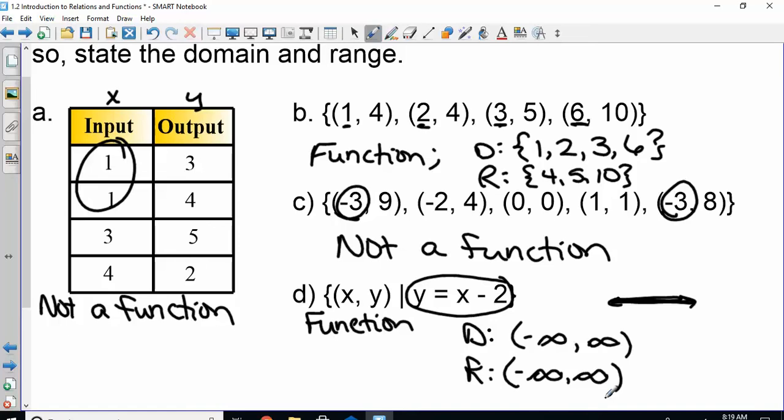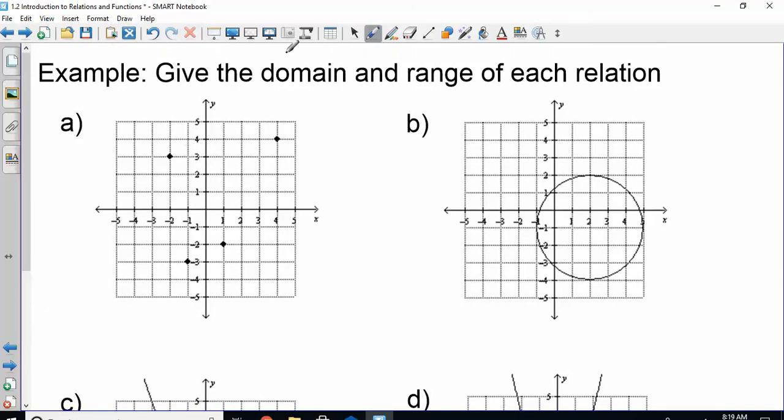I want to practice looking at graphs and giving the domain and range. So I'm going to put some different graphs up here. This one is kind of hard to tell. It's actually just 4 points on this graph. So the domain, those are your x values. You just have to tell me the x value for those 4 points. So what would it be?